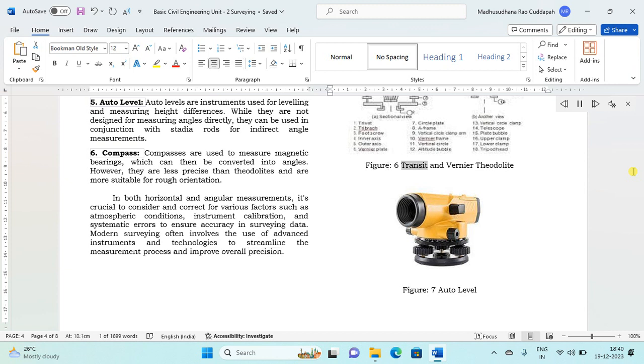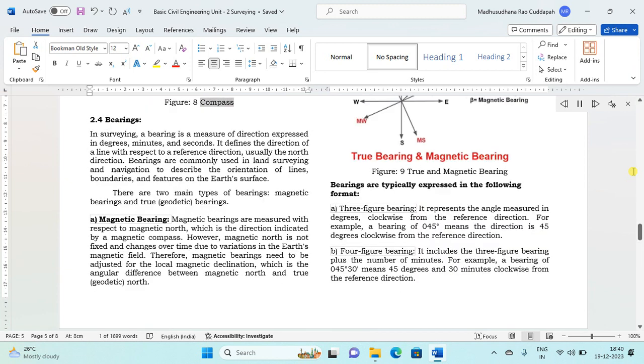Figure 6. Transit and vernier theodolite. Figure 7. Auto level. Figure 8. Compass. 2.4 Bearings. In surveying, a bearing is a measure of direction expressed in degrees, minutes, and seconds. It defines the direction of a line with respect to a reference direction, usually the north direction.